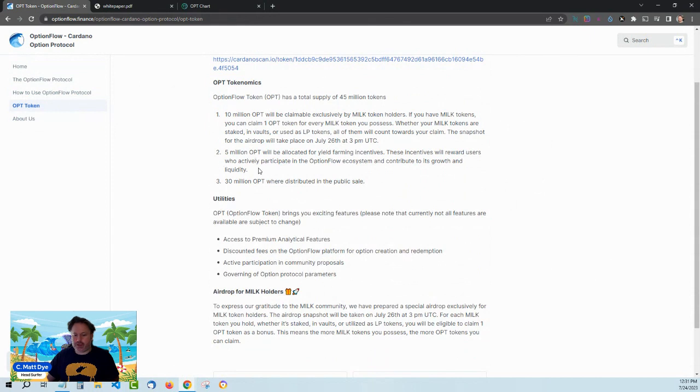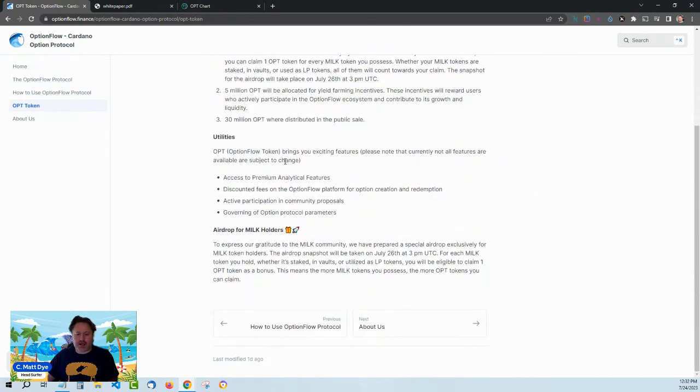So 5 million OPT is going to be allocated for farming incentives, which is very cool, so you can actually farm it. And 30 million were distributed in the public sale, which took place a few days ago. If you held at least 5 milk token, you were able to get it for 0.25 ADA per token. If you did not hold any milk token, it was 0.3 ADA per token. So that was the public sale. There was no maximum, no minimums. This was pretty cool.